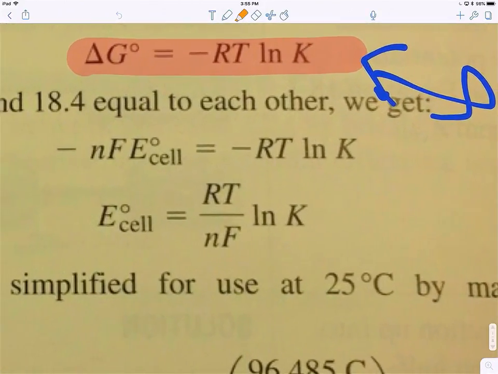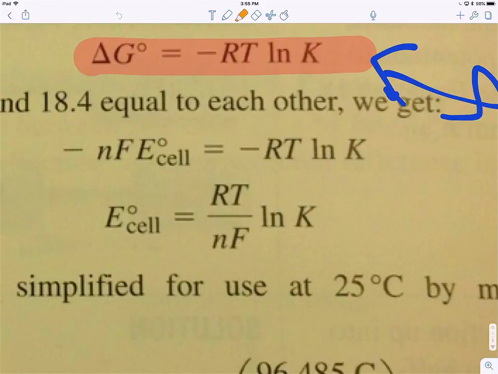So you can set these equal to each other. Minus nFE0 cell equals minus RT ln K, and you can divide both sides by minus nF to get E0 cell equal to RT over nF times ln K. R is the gas law constant, 8.314 joules per mole Kelvin. T is temperature in Kelvin. n is moles of electrons transferred. F is Faraday's constant, 96,045 coulombs per mole of electrons. And K is the equilibrium constant.